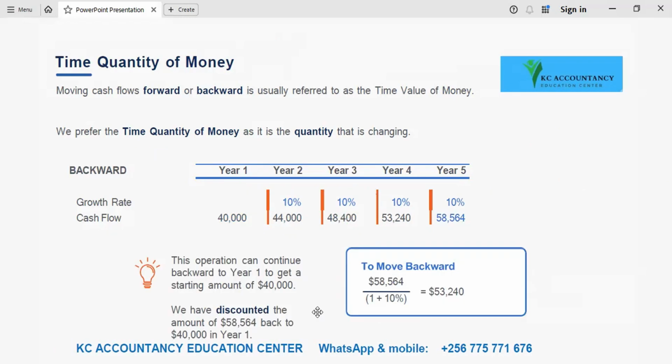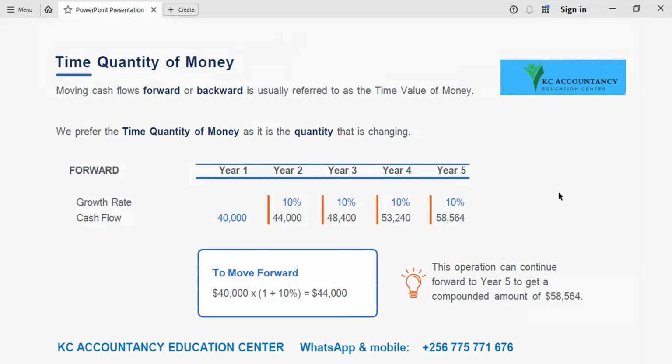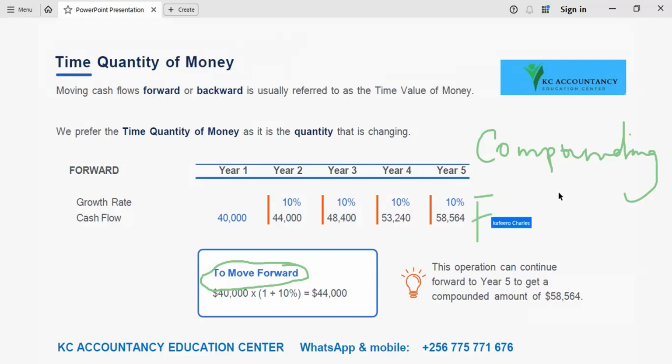But now, if we try to look at the growing here, or if we try to move forward, we are always moving forward into the future. So we always grow by what we call compounding. The formula we use is that future cash flow equals our present value that we have for now, multiplied by the bracket, 1 plus R.